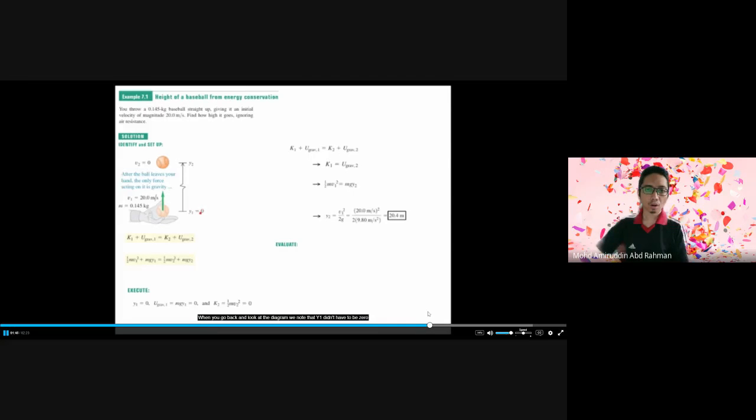Putting in the expression for K1, 1/2 mv1 squared, is equal to the expression for the potential energy. We can now solve for y2 as shown, and the answer is 20.4 meters. If we go back and look at the diagram, we note that y1 didn't have to be 0 at this position. We could have chosen it to be anything we wanted.